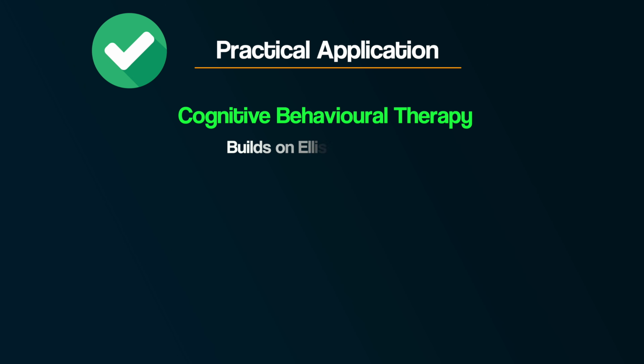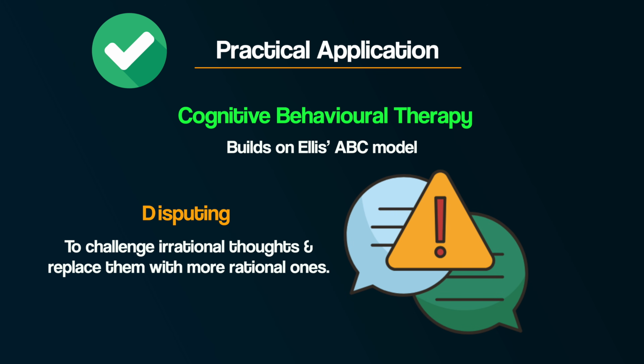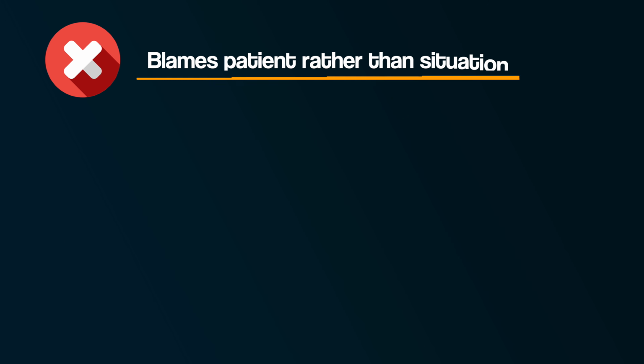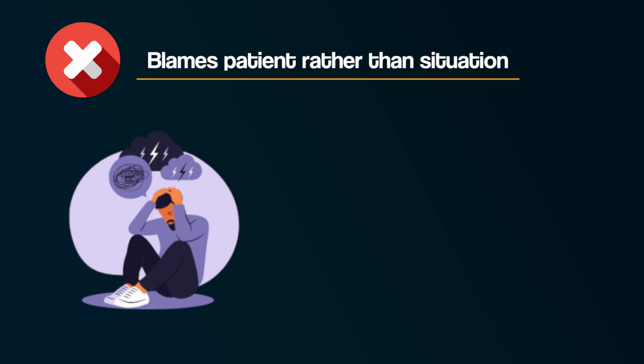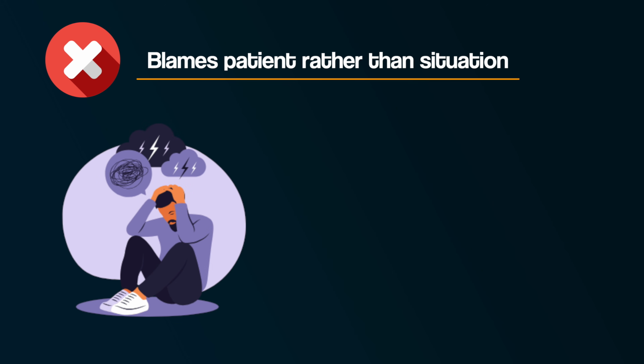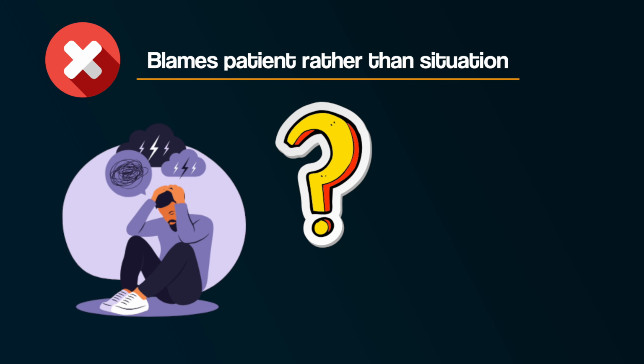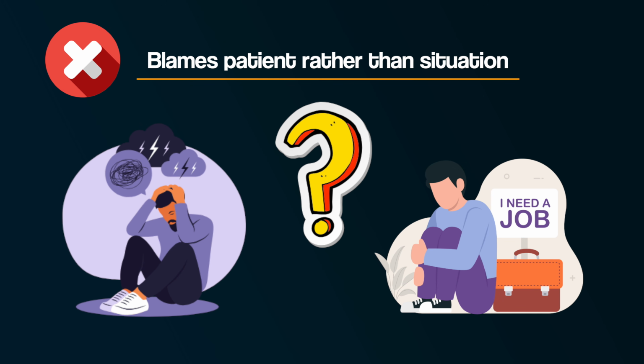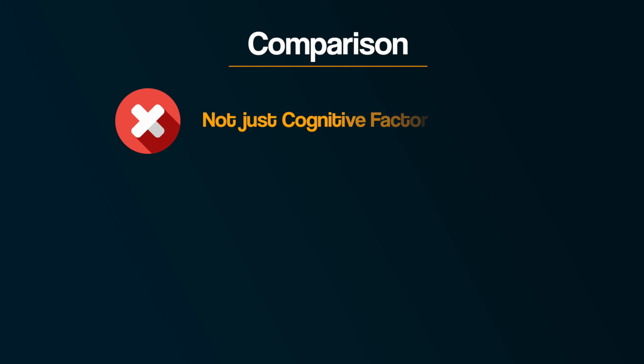A strength of the cognitive explanation of depression is its practical application in cognitive behavioral therapy, which builds on Ellis's ABC model by adding disputing to challenge irrational thoughts and replace them with more rational ones, helping individuals develop effective coping strategies. However, one of the limitations of cognitive theories of depression is that it places blame on the individual's thoughts rather than considering external factors, potentially overlooking important situational causes that require practical solutions rather than just changing thinking patterns. Finally, we can compare it with an alternative explanation.